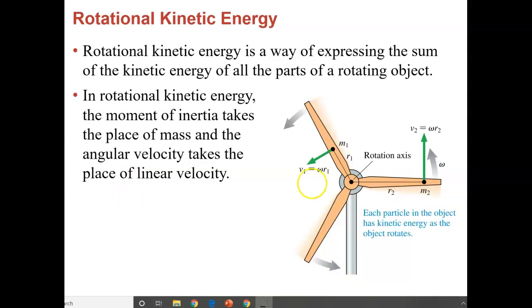Okay. So like it says here, rotational kinetic energy is a way of expressing the sum of kinetic energy of all parts of something that rotates, like this windmill.